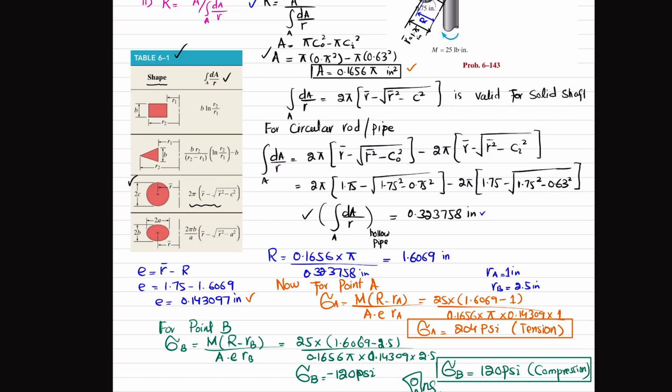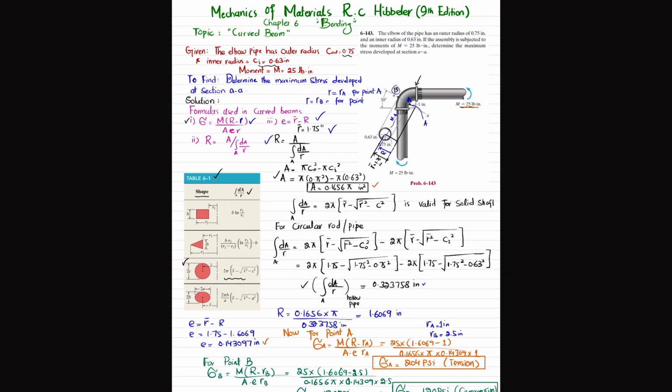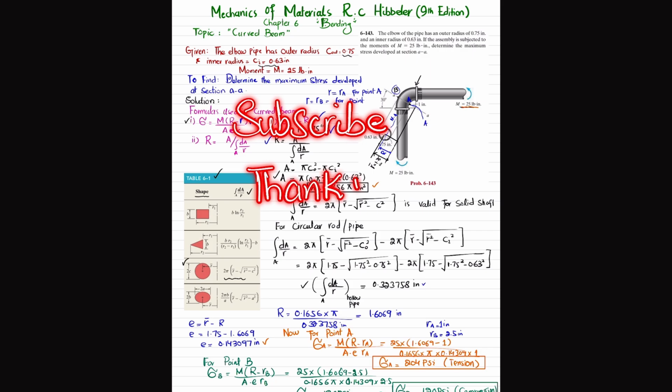So this was all about this problem 6-43. I hope you have enjoyed this video. This video was requested by one of the subscribers to solve this curved beam when there is an angle. So I have solved this. I hope you have liked this and you are learning as well.